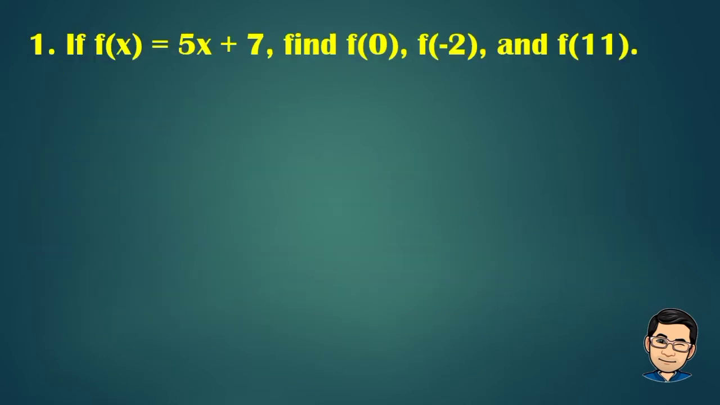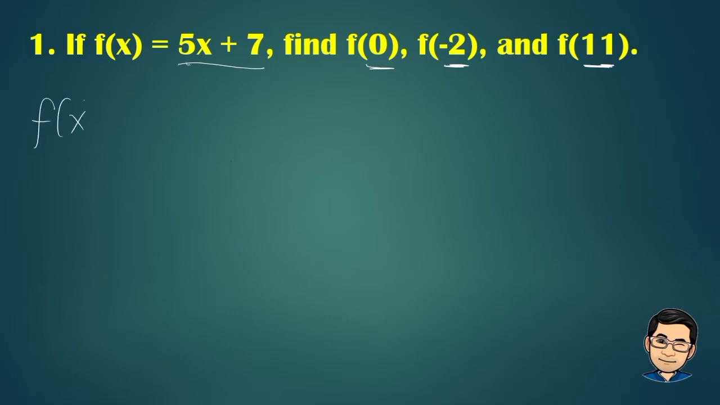So let's have example number 1. If f of x is equal to 5x plus 7, find f of 0, f of negative 2, and f of 11. So ang gagawin natin, yung 0, negative 2, and 11, isa-substitute natin siya dun sa given function na 5x plus 7. So let's start.